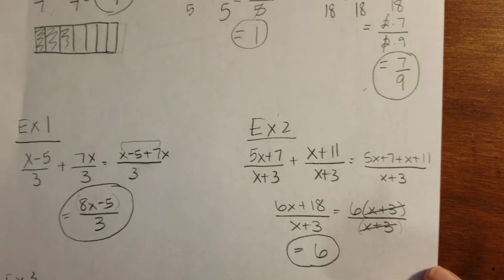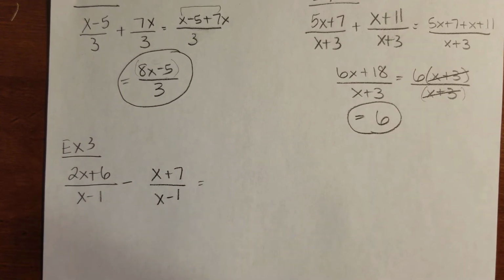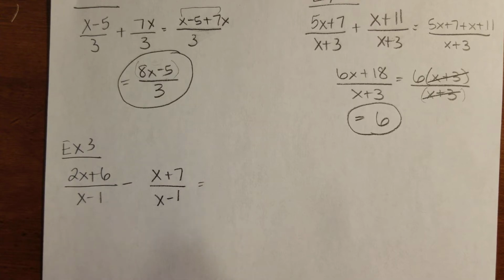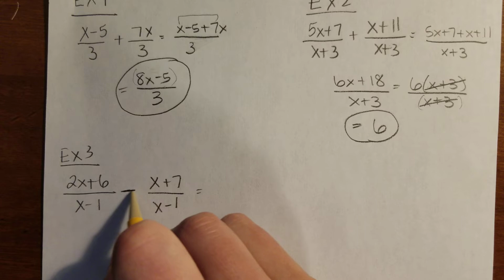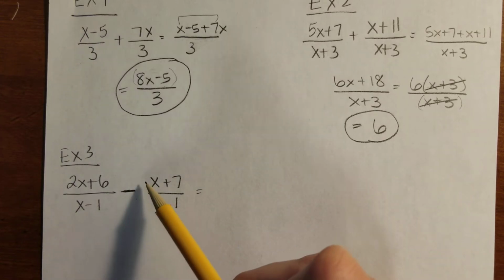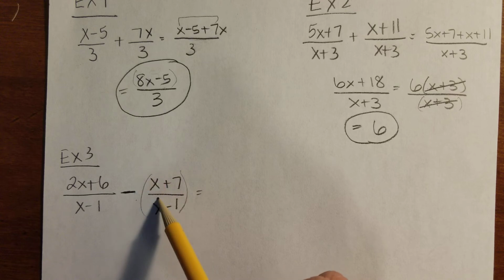Okay, so we did a couple examples with adding. Let's do a couple examples with subtracting. So subtracting and adding are no different. You still need a common denominator. The place where people tend to make mistakes, though, is because this is subtraction, we forget that the entire fraction is being subtracted, not just the first part of it.